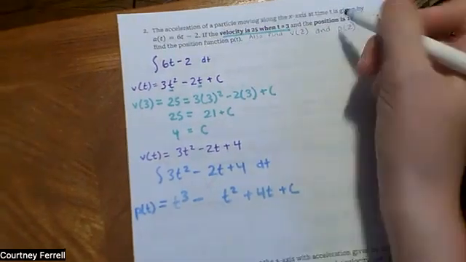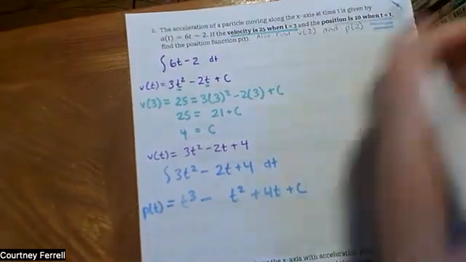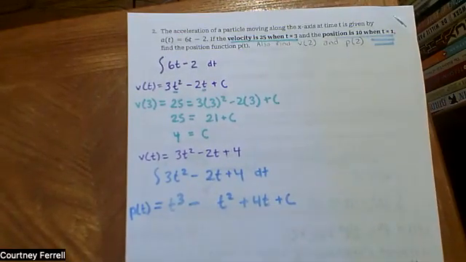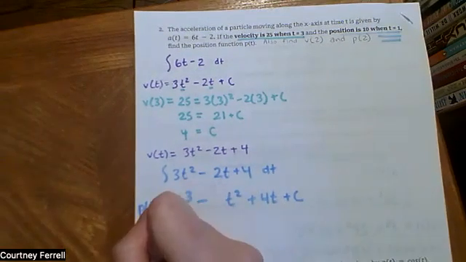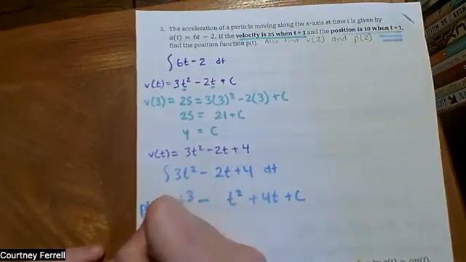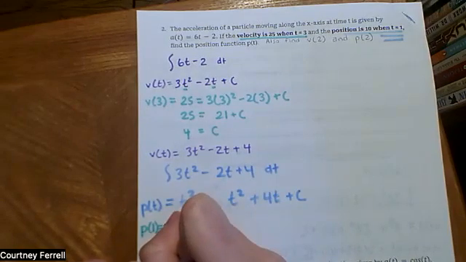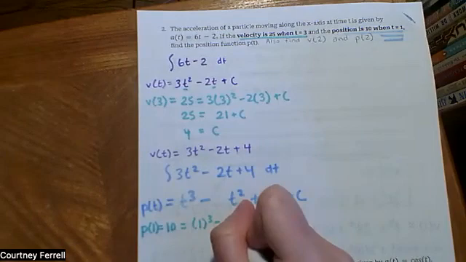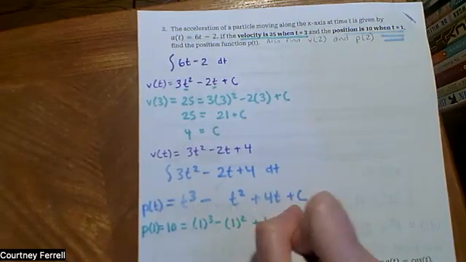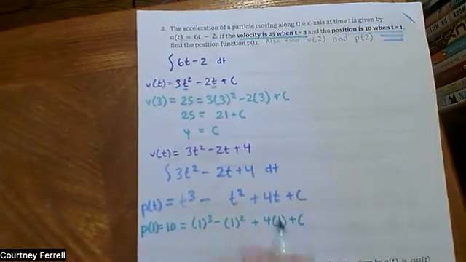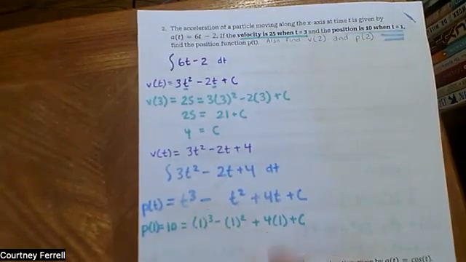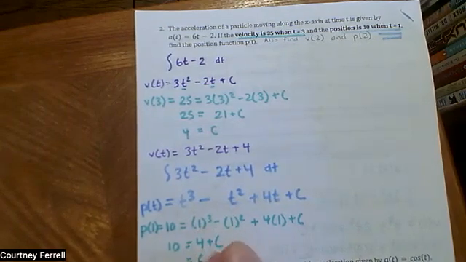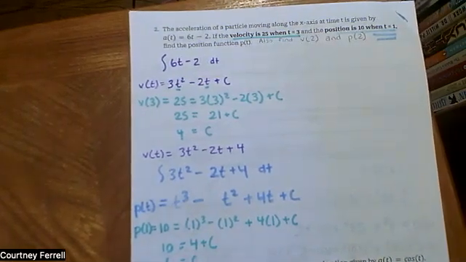Now they told us position is 10 when t equals 1. Okay, position is 10 when t equals 1. Great. All right, so p of 1 equals 10. So that's going to be 1 cubed minus 1 squared plus 4 times 1 plus c. 1 minus 1 cancels out. That's 4 plus c equals 10. So c must be 6.